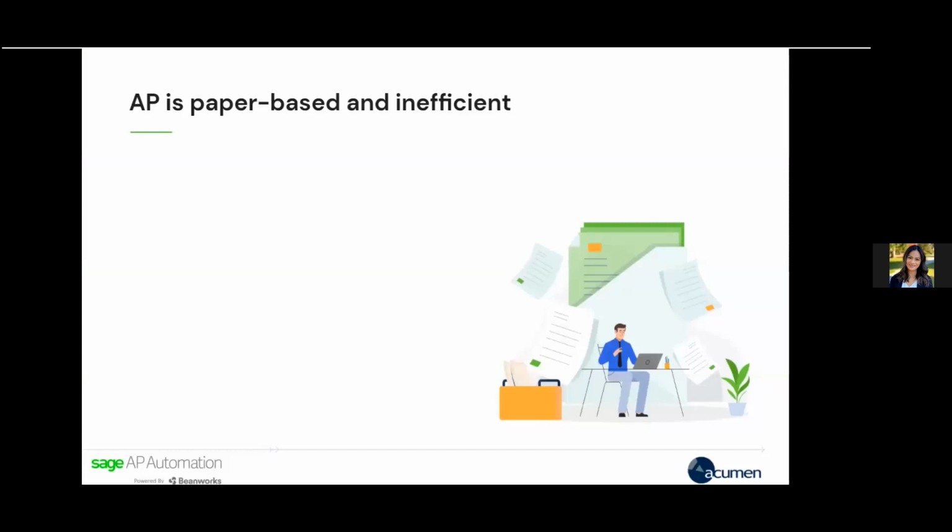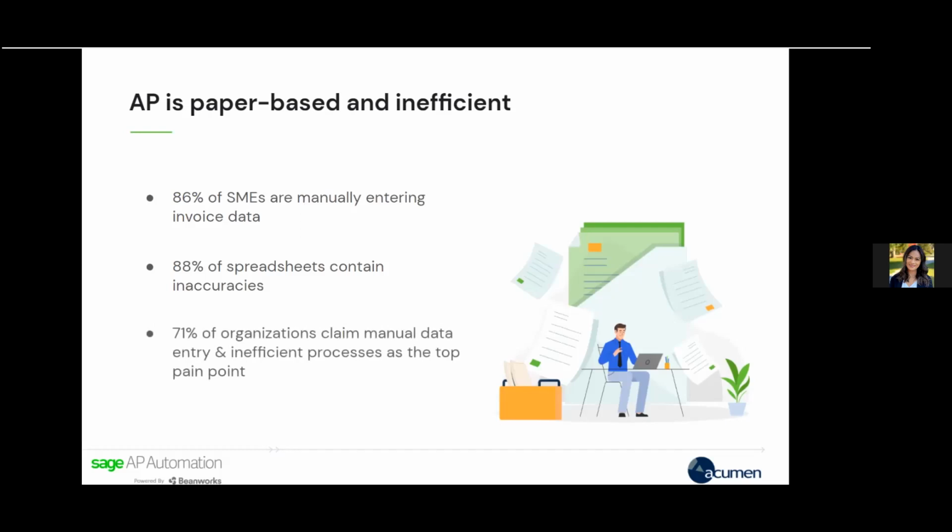A common complaint is that AP is paper-based and inefficient. From the early days, accounting departments have been running processes manually. In fact, 86% of small to medium-sized enterprises are still manually entering invoices. This brings the challenge of errors. Research says 88% of spreadsheets contain inaccuracies. Often these can be traced back to mistakes done by an employee that is already overloaded with tasks. But overall, with too much paper and manual work involved, 71% of organizations claim manual data entry and inefficient processes as their top pain point.